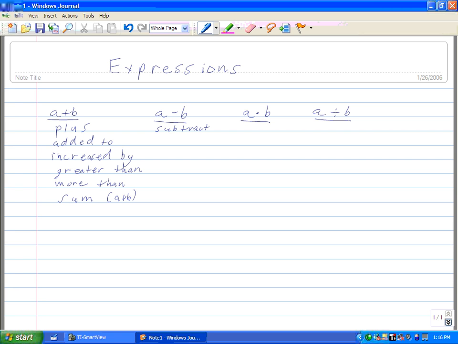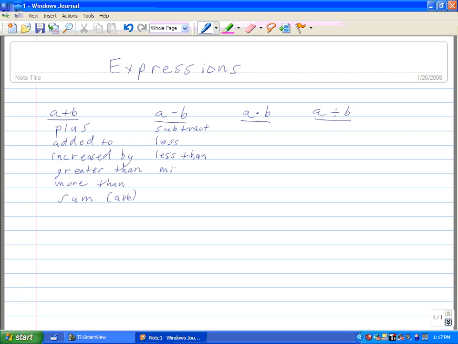Now our next operation is commonly called subtraction. So you would use the phrase A subtract B to describe that expression. You can say A less B, and you can also say A less than. Now you have to be careful when you say less than. When you use the phrase less than, the order in which you say things gets turned around. We'll look at that more in just a second.